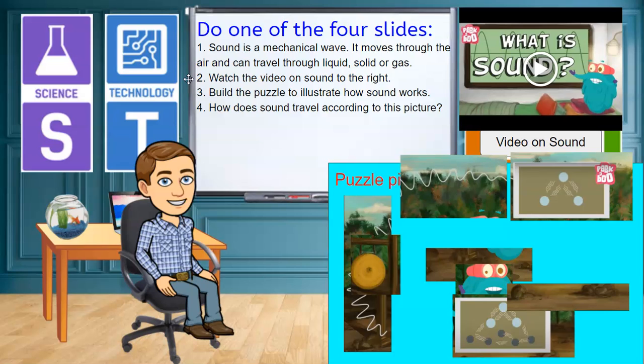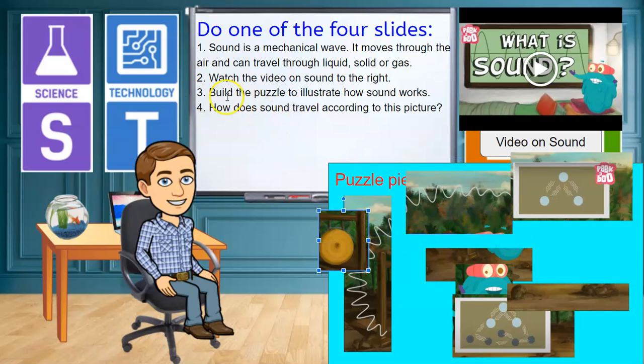To watch the video on sound to the right. 3. Build a puzzle to illustrate how sound works. So we got a puzzle right here. We can move the pieces around. We're going to build a puzzle. 4. How does sound travel according to this picture?